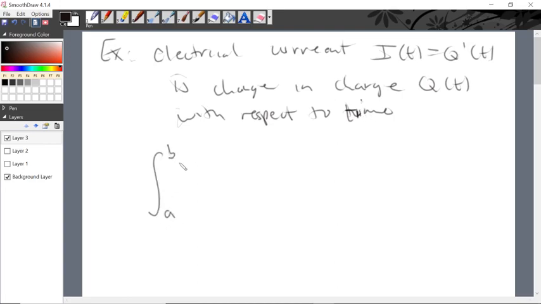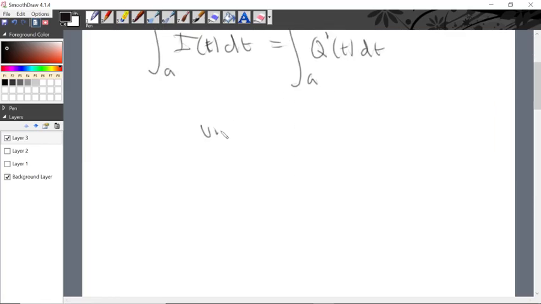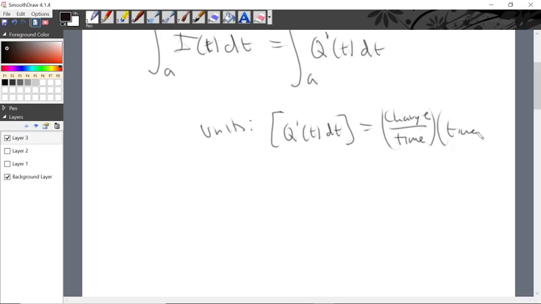So then interpret this integral. Okay, the integral of the current with respect to time. Well, that would be the integral from A to B of Q prime of t, that's the rate of change of charge with respect to time, times units of time. All right, if we consider the units for this product right here, the units are going to be the amount of charge per time times the amount of time. And so those units are going to be the amount of charge. Okay, so when we evaluate the integral, we are summing up the amount of charge.